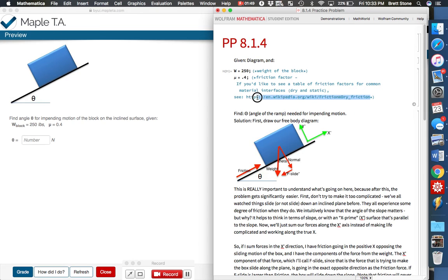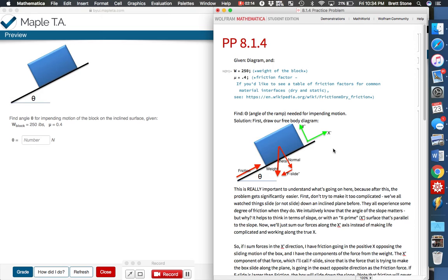If you're interested in seeing what different friction factors are for different materials and situations, you can check out that Wikipedia page. The first step when we want to get the solution for this problem is setting up a really good free body diagram, because this helps us to really understand what's going on.